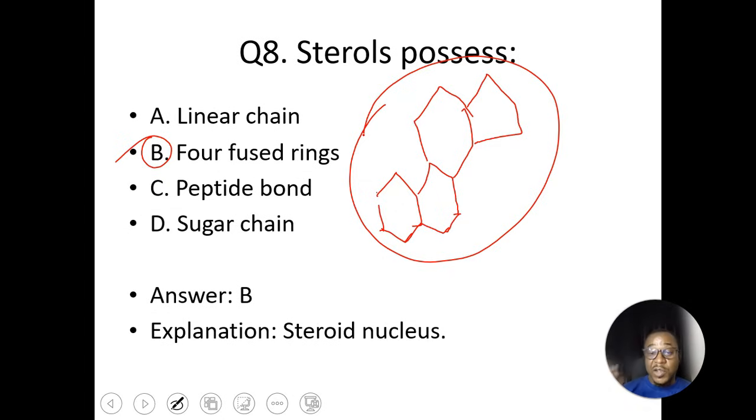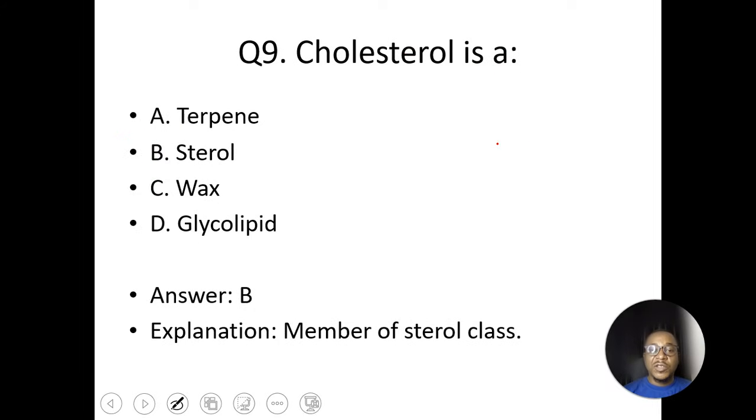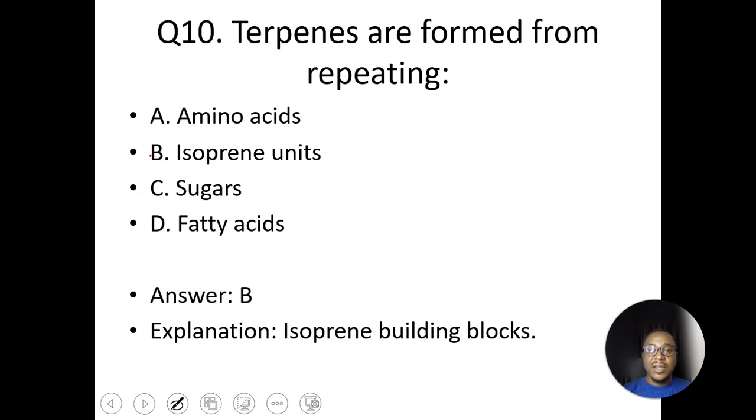And that is where we have our steroid hormones from. The androgens, the estrogens, the progesterone, the estradiol, the estrone, even testosterone, the male hormone, are synthesized from this core structure. So it's actually 4 fused rings. 1, 2, 3, 4. This is called the steroid nucleus. Cholesterol is a sterol. It has those 4 fused rings. It's a member of the sterol class.